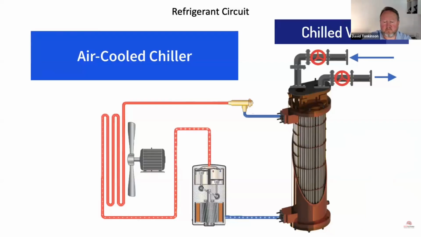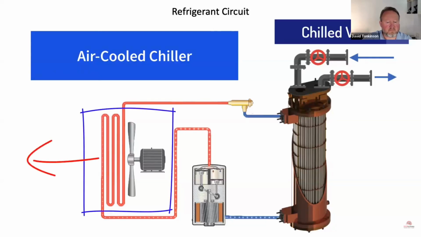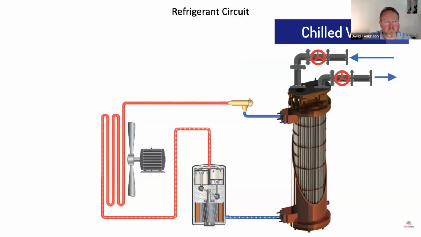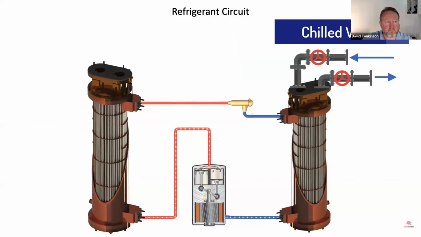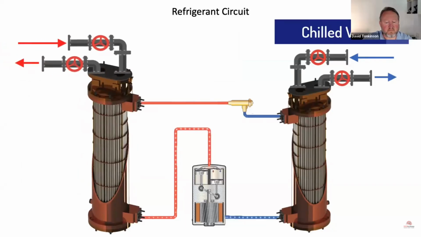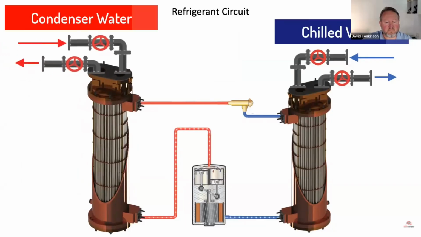Now, this leaves us with the condenser side, which is air-cooled still. We still have a fan blowing the heat to the outside of the building. Now, if we want to make this a water-cooled chiller, we need to get rid of the fan and also bring in another shell and tube heat exchanger and pipe water in and out of it.